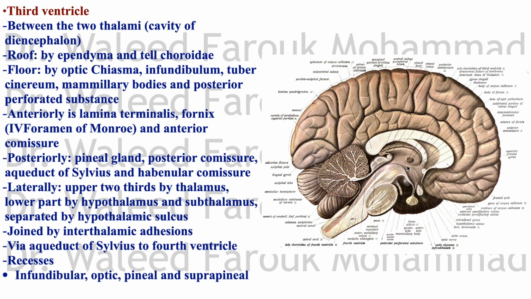Laterally means the walls: the upper two thirds by the thalamus, as you can see here, and the lower part by the hypothalamus. This is the hypothalamus, this is the thalamus, and this is the hypothalamic sulcus that separates both thalamus and hypothalamus, in addition to the subthalamus, which is the part of the diencephalon right above the midbrain. This is the subthalamus.